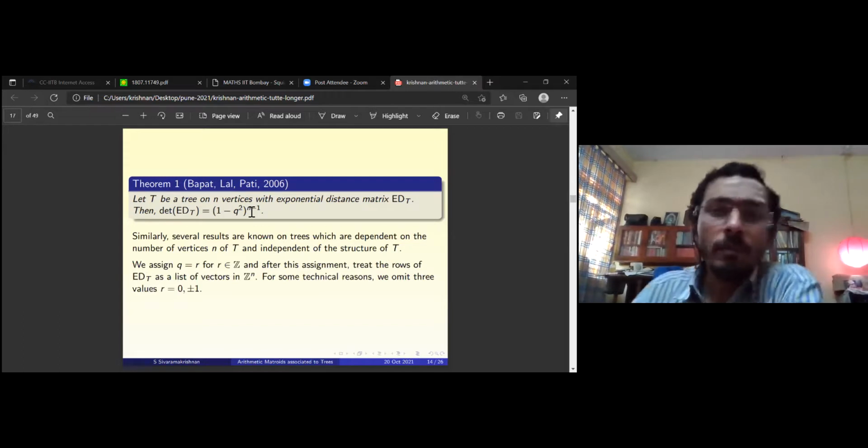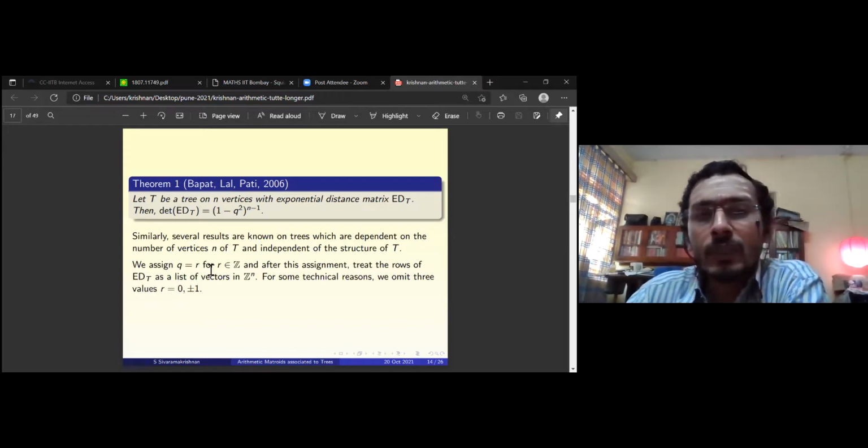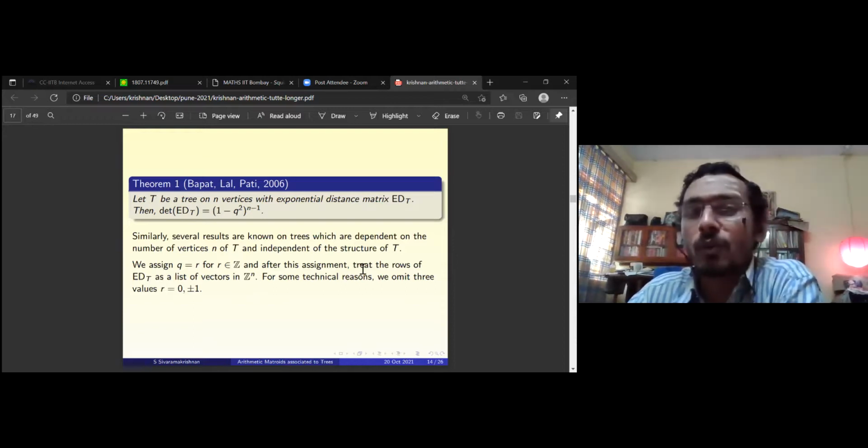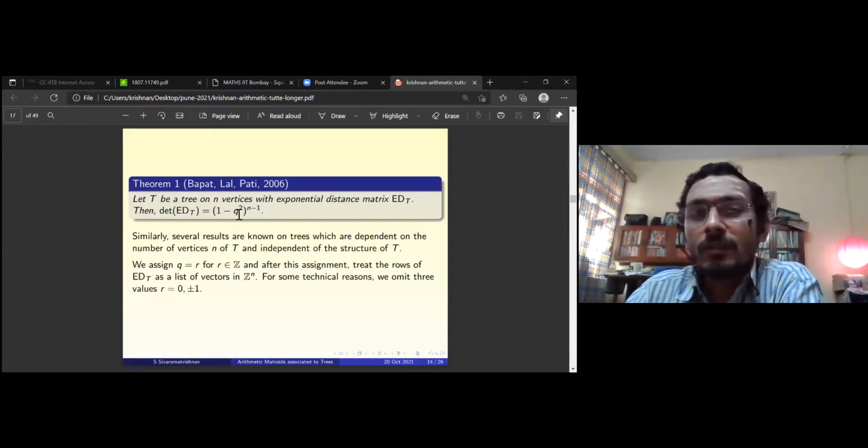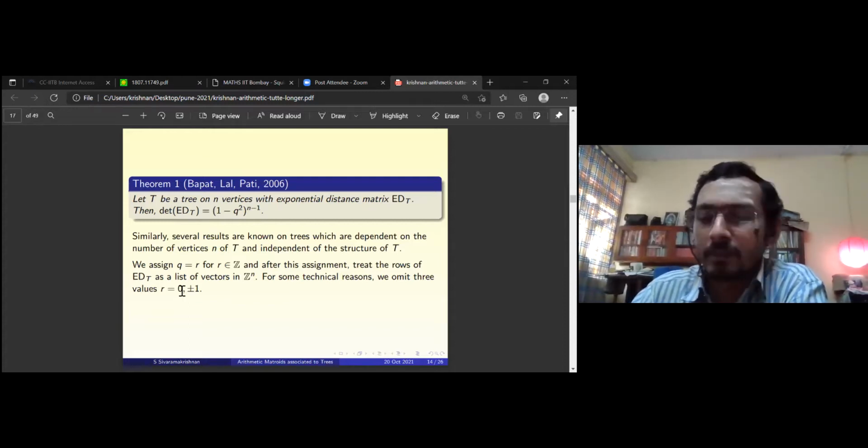What we do is assign q equal to r for some integer value r, and after this assignment, treat the columns of EDT as a list of vectors. I said rows, but you can say columns; that was a mistake, I should have said columns. I'm now using column vectors. The determinant vanishes when q equals 1 or minus 1, because it has the factor 1 minus q squared. So I will not put 1 or minus 1 for r, because then this matrix won't have full rank.